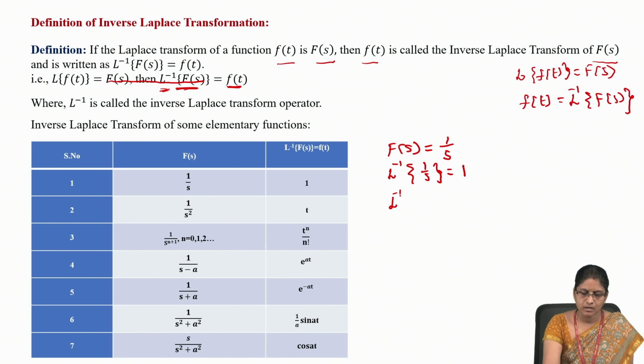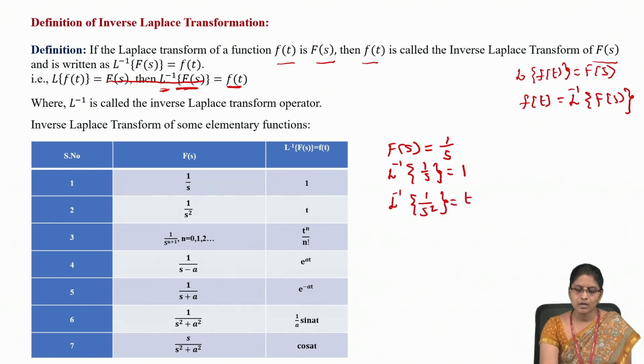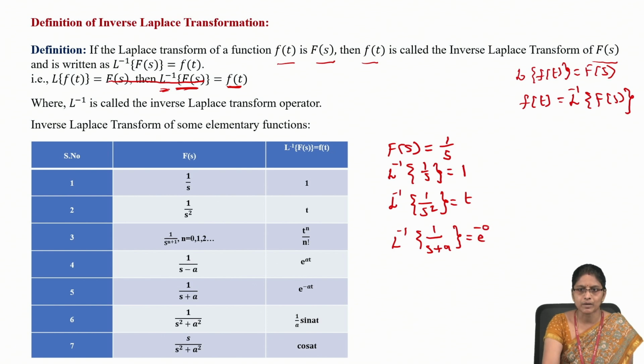Next, F of s is 1 by s square. We have to find the inverse Laplace transform of 1 by s square. L inverse of 1 by s square is equal to t. The inverse Laplace transform of 1 by s square is the function t. Similarly, we get the inverse Laplace transform of 1 by s power n plus 1 is t power n by n factorial. Inverse Laplace transform of 1 by s minus a is the exponential function e power at. Inverse Laplace transform of 1 by s plus a is e power minus at.